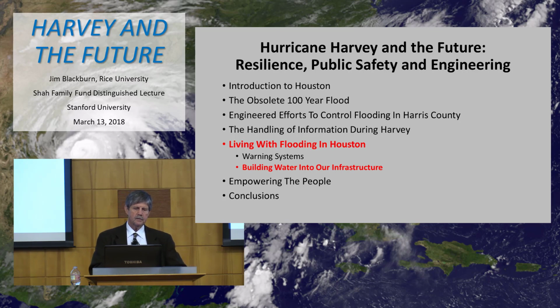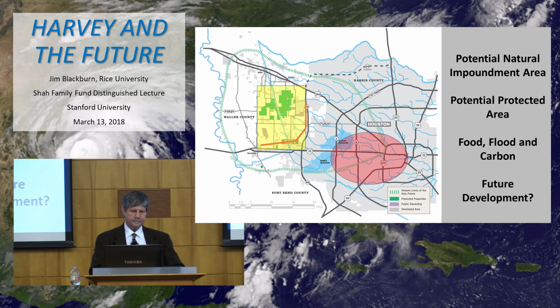How about building water into our infrastructure? This big area out here could protect from this storm, from this horrible event occurring, by protecting the watershed of Addicks and Barker. We could basically do all sorts of very intriguing things with food, with carbon, and with flood control, but it requires land.